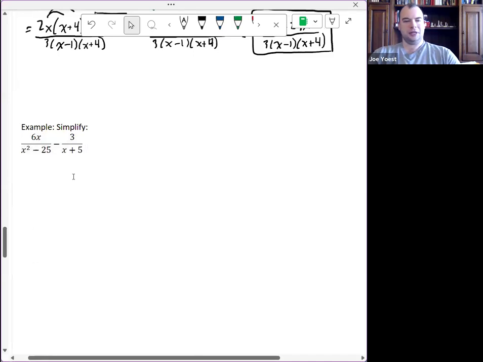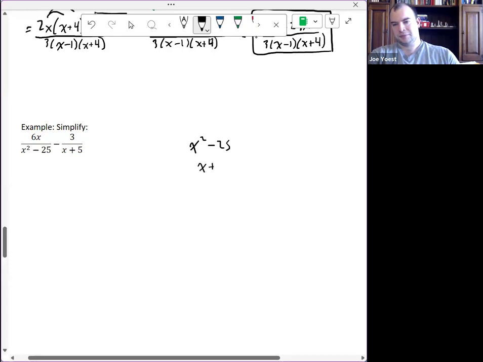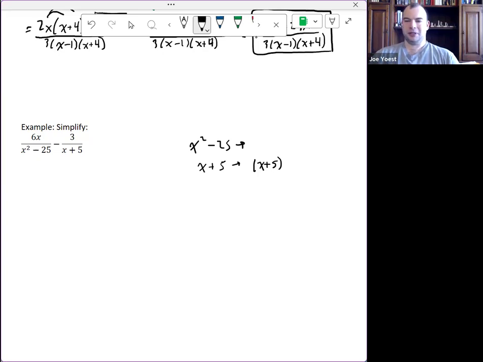Okay, let's take a look at this example. So let's look at simplifying 6x over x squared minus 25 minus 3 over x plus 5. So once again, I'm going to take my denominators, move them over here, and get a factorization. Well, x plus 5 is prime. It's like its own building block. There's nothing we can really do with that.